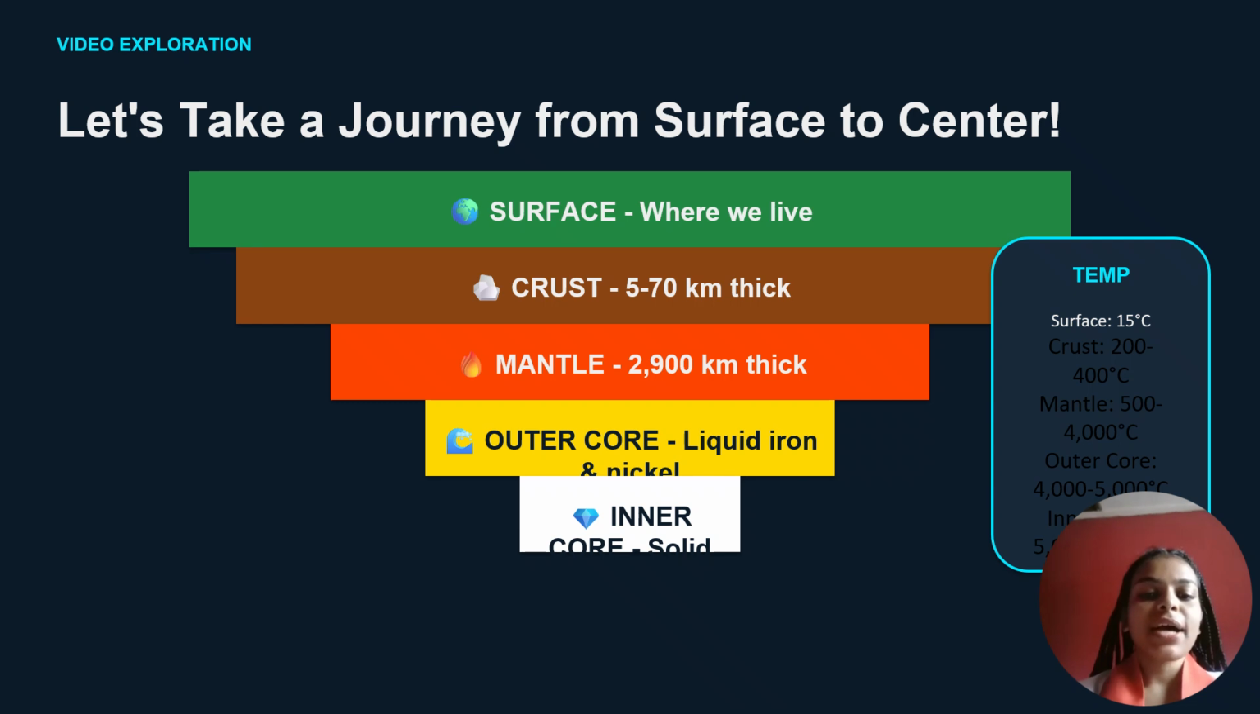Under our crust, we have our mantle, which is 2,900 km thick. Following our mantle, we have our outer core, which is mostly liquid iron and nickel. Then lastly, we have our inner core, which is basically solid. So here I'll give you a minute or two to note this down and note down the specific characteristics or makeup of each one.